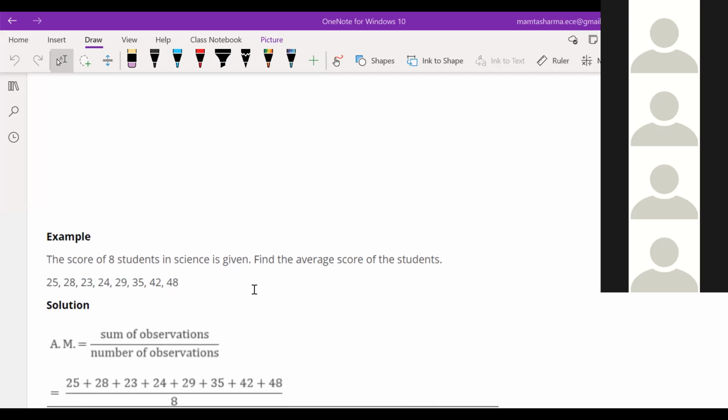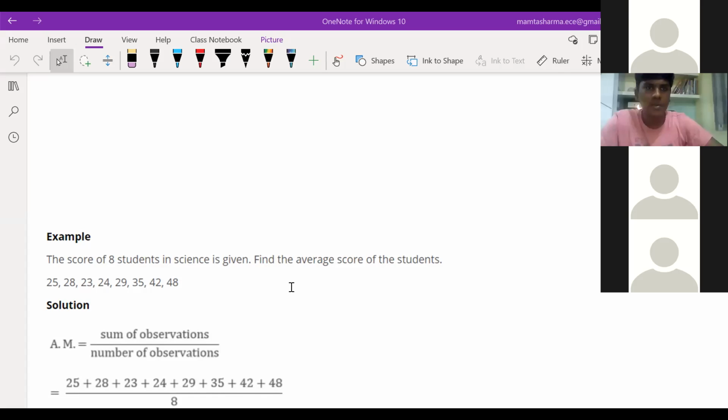Type your answer in the chat box. Mahavir, correct, but you already sent it to everyone. Still, I want to check that you are getting the same answer. How many of you are doing it? Ma'am, I got the same answer. Okay. Ahana, your answer is wrong. Please check it. Okay, very good.